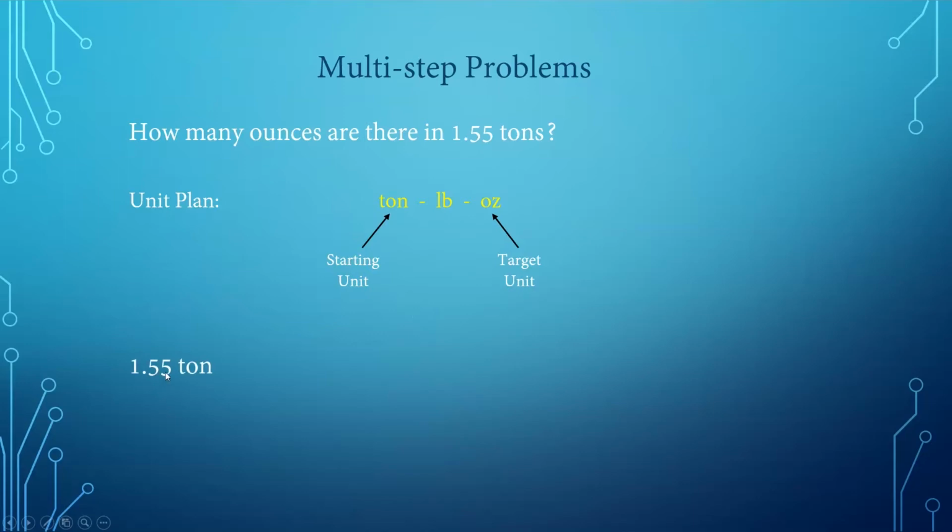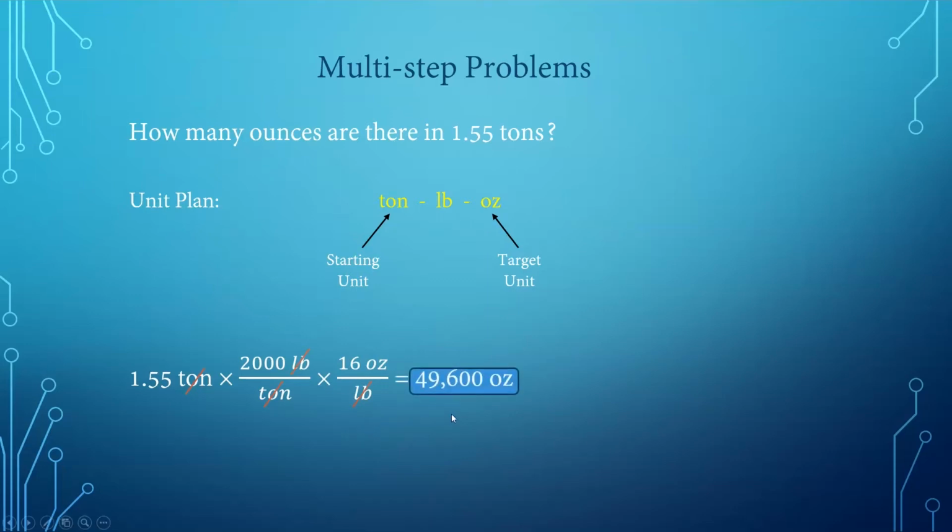So we'll begin with our 1.55 tons, and then the unit plan says, oh, change that into pounds. The rule is very simple. Whatever unit you're going to always goes on the top. The unit you're coming from always goes on the bottom, and in that way, the units cancel. The same thing will be true in this second step, where we want to get to ounces, so it goes on the top. We're coming from pounds, it goes on the bottom, and those units cancel. And then we're left with ounces, which is our desired unit, and there's our answer.